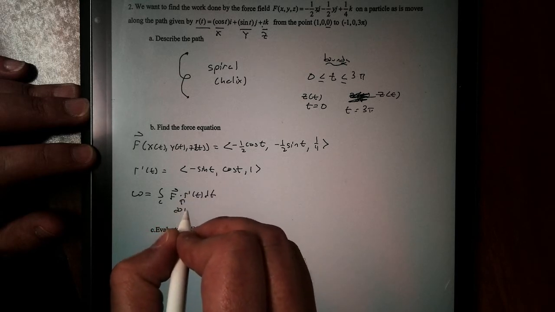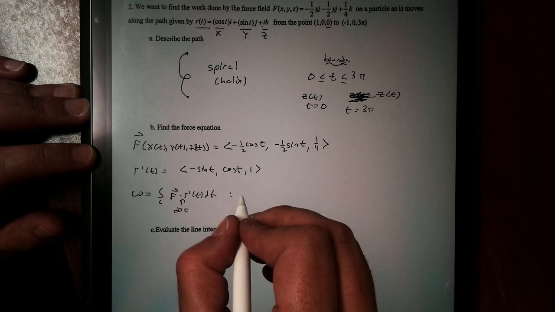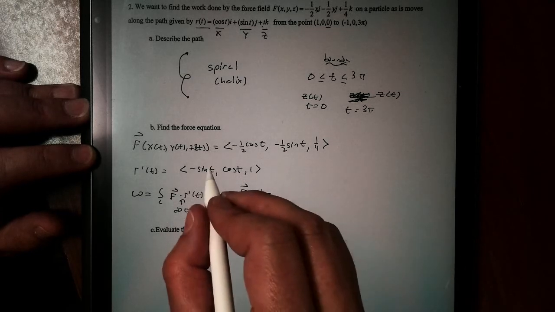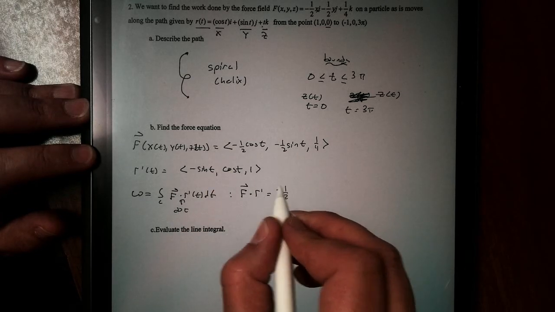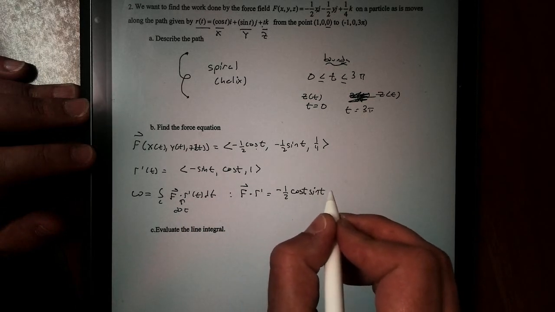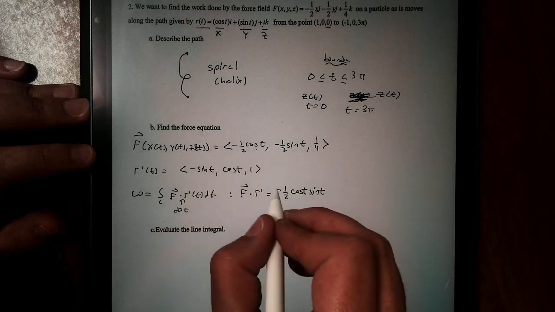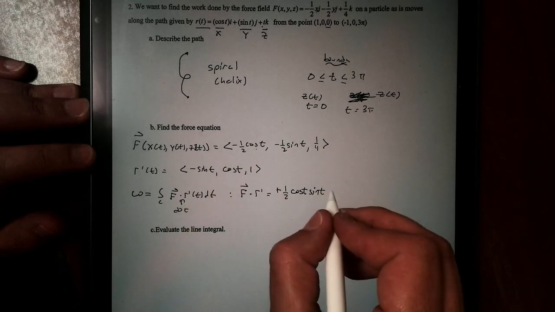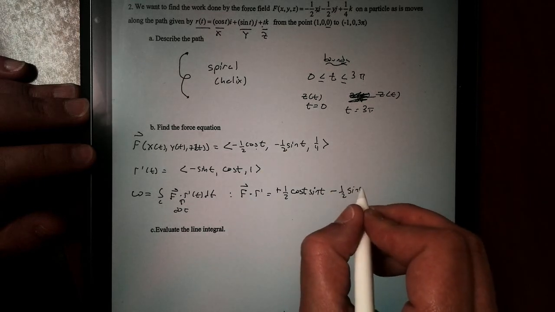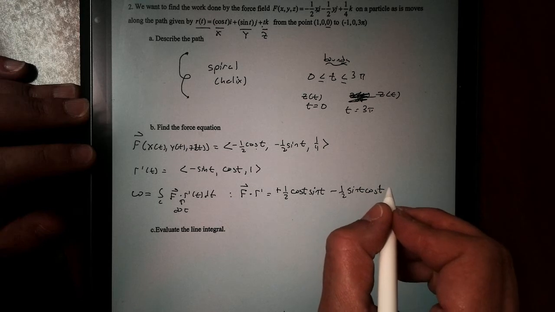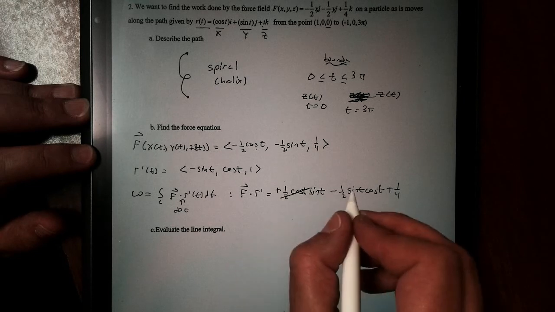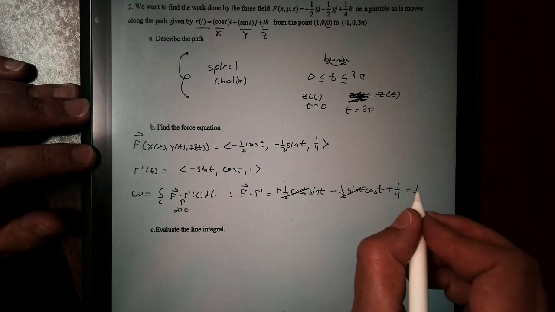So now we're going to do that dot product. I'm going to take F dot r prime. Multiplying together, we get negative 1/2 cosine t times sine of t, and that actually becomes a plus because the two minuses cancel each other out, minus 1/2 sine t cosine t. Oh, that's nice. They're going to cancel out each other here. Plus, and this is just 1/4. And yep, oh, look how nice this is. Those cancel, I'm just left with 1/4.